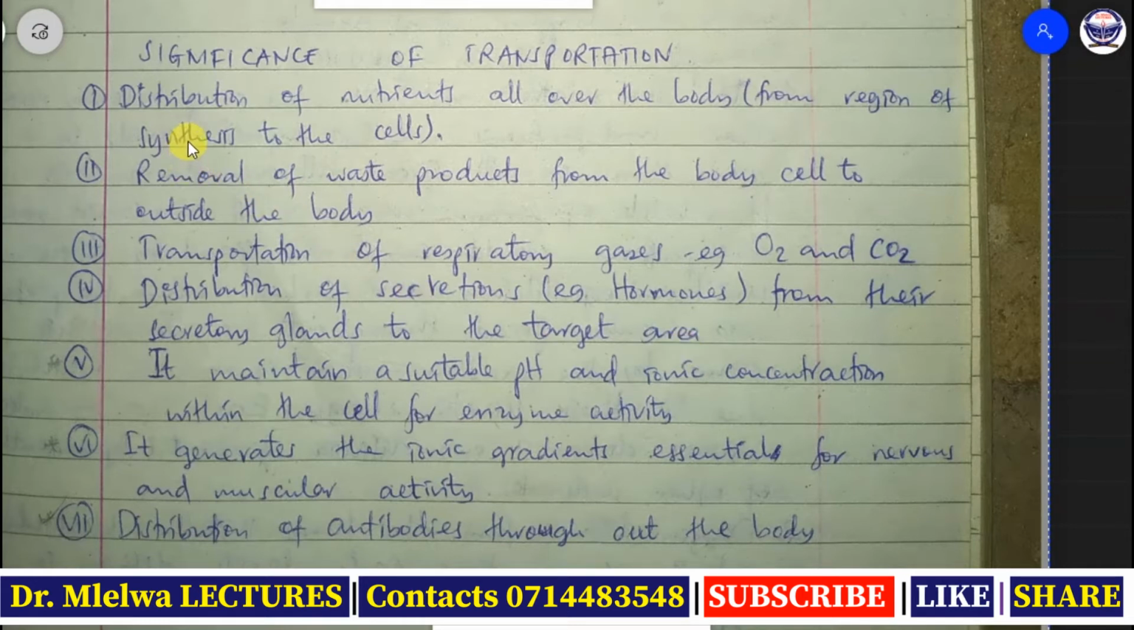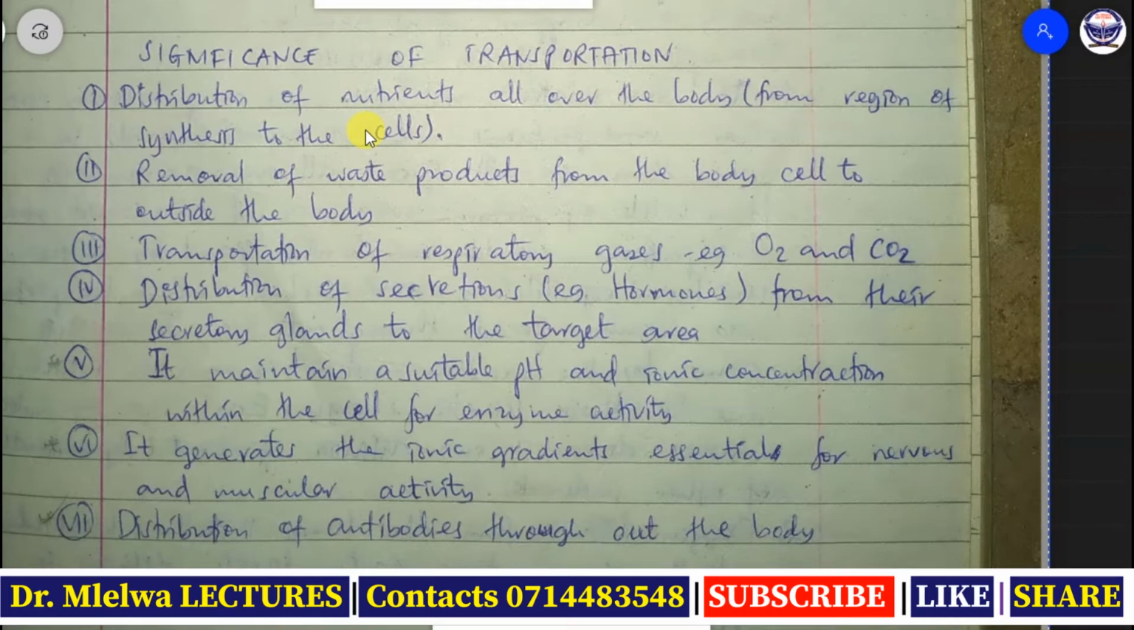So nachokisema ni kwamba first is the distribution of nutrients all over the body from the region of synthesis to the cells. So for example, in animals, we don't have the region of synthesis, but we have the region of absorption, which is from the gut to other parts of the body. The distribution of nutrients all over the body requires a transportation system.